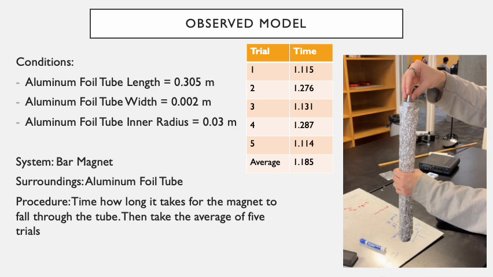For our procedure, we're just timing how long it takes for the magnet to fall through the tube, and then we're taking the average of all the trials.